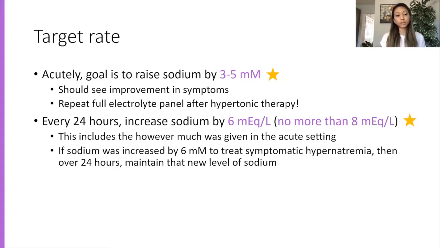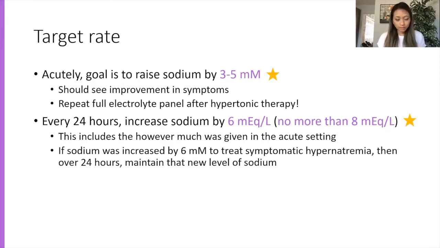So the goal in a 24-hour period would be to increase the sodium by 6 and no more than 8. Absolutely do not go over 8. This includes however much was given in the acute setting. So if down in the ED, they raised it by 5, you need to include this in that range. Then if you're on the floor, you can only go by 1 more or just keep it the same.